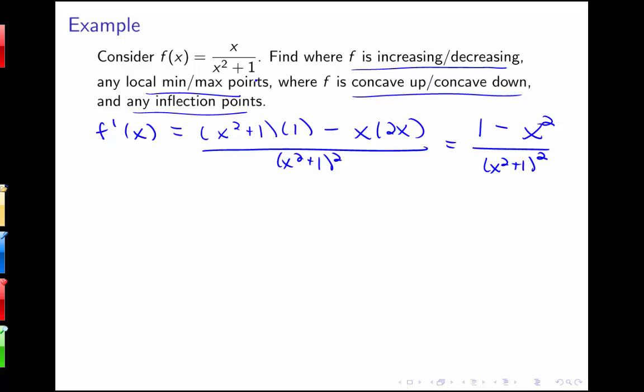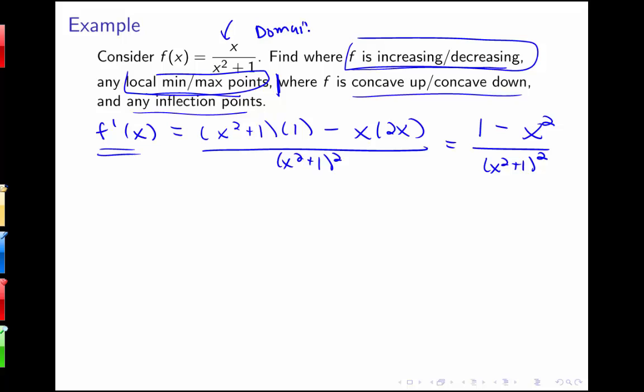Okay, so to answer these first two pieces about local mins and local maxes and where it's increasing and decreasing, I'm going to use that first derivative information. It also will be helpful for us to note what the domain of this function f is. Looking at this, I see I've got x squared plus 1 in the denominator, so that means there's no way for x squared to be negative 1, so the domain is in fact all real numbers. So our function is continuous everywhere.